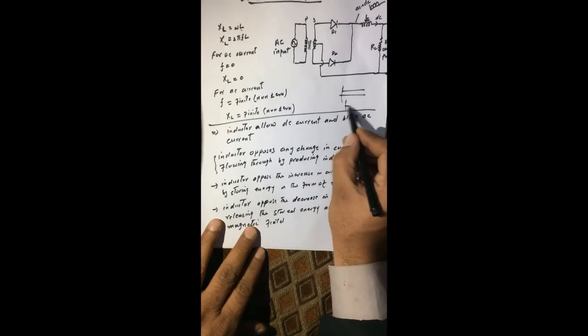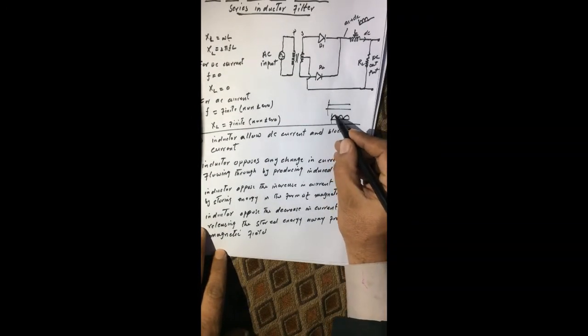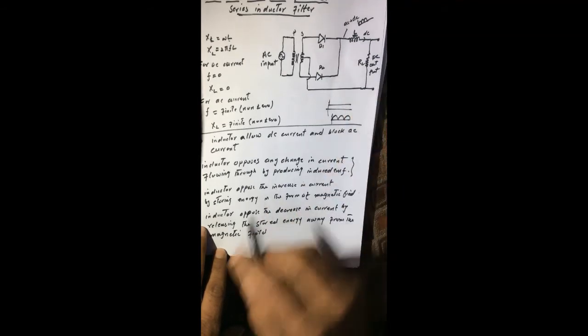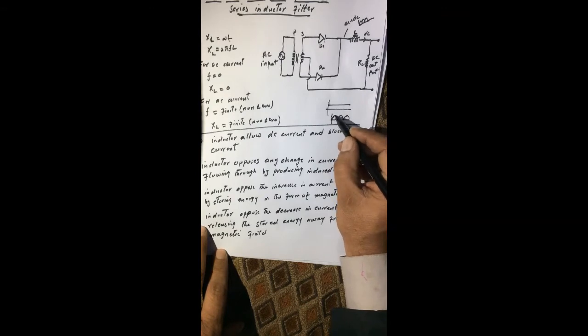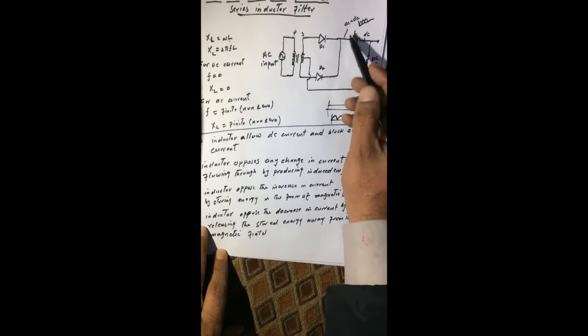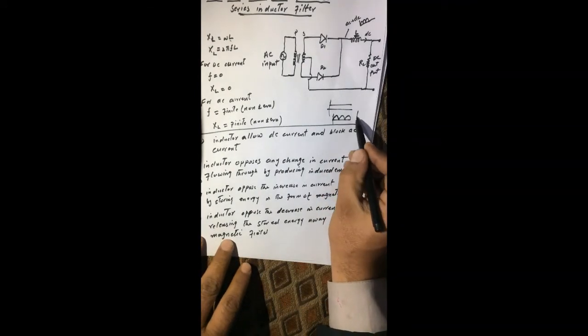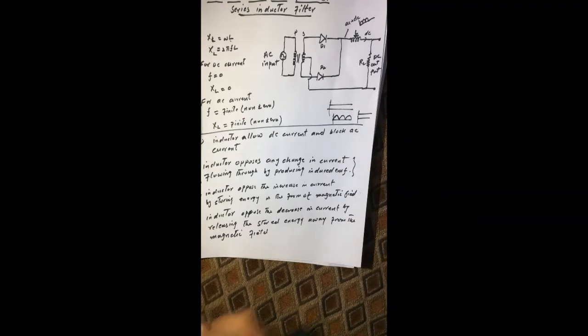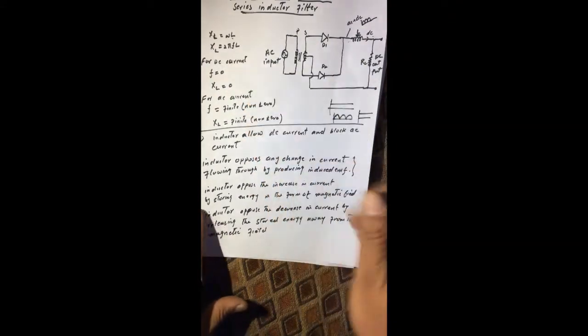But once this pulsating current passes through the inductor, once the current increases, the inductor stores energy in the form of a magnetic field, due to which it opposes this increase in current. And once this current decreases, like this part starts, the inductor releases that stored energy from the magnetic field to oppose this decrease in current. So overall, the inductor tries to maintain a constant current. In other words, this inductor allows DC current and blocks AC current, and this is explained here.